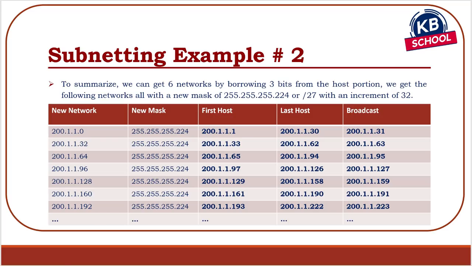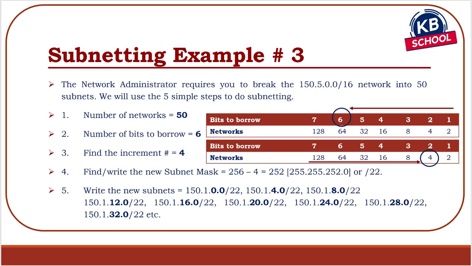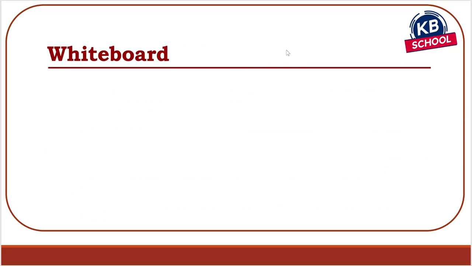Now, what if I have a Class B network? Over here, I'm going to take a look at subnetting a Class B network. In this example, I have an extra octet for hosts. So I'll take 150.5.0.0, which is a Class B network, and I want to get 50 new networks from it. How do I go about doing that? Using the same formula. Number one, I already know it is 50 new networks.